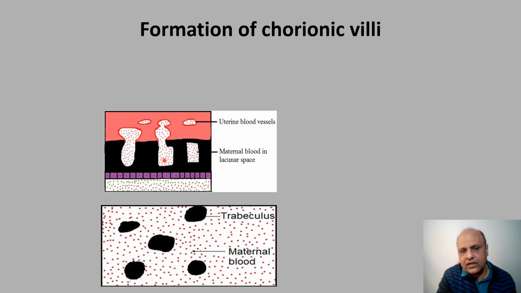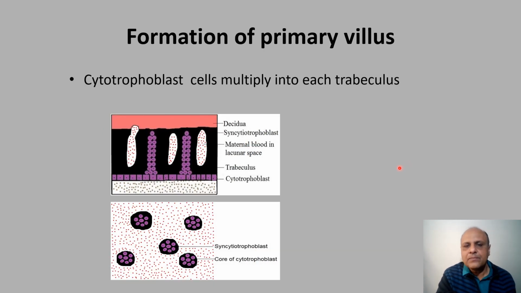If I take a section from this point to this point, in the center I will have the syncytial trophoblast, on the sides I will have the maternal blood. So how is the primary villus formed? It is formed when cytotrophoblast cells multiply into each trabeculus. By day 13 after fertilization, the cytotrophoblast cells multiply into each trabeculus, and a primary villus is formed, which has a core of cytotrophoblast surrounded by syncytial trophoblast.